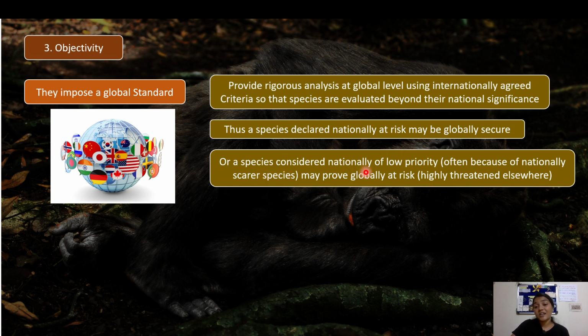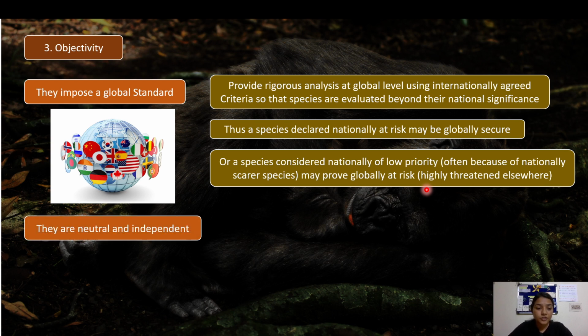Or a species which is considered nationally of low priority. For example, say myna. Myna is a bird, right? So that bird is of low priority in a country, for example, right? But that species may prove globally at risk. Now, when a global assessment is done, the data might show that myna is globally at risk. So it is very important that you assess at local, national and international level using international criteria, so that the risk assessment at national and global level can be measured.